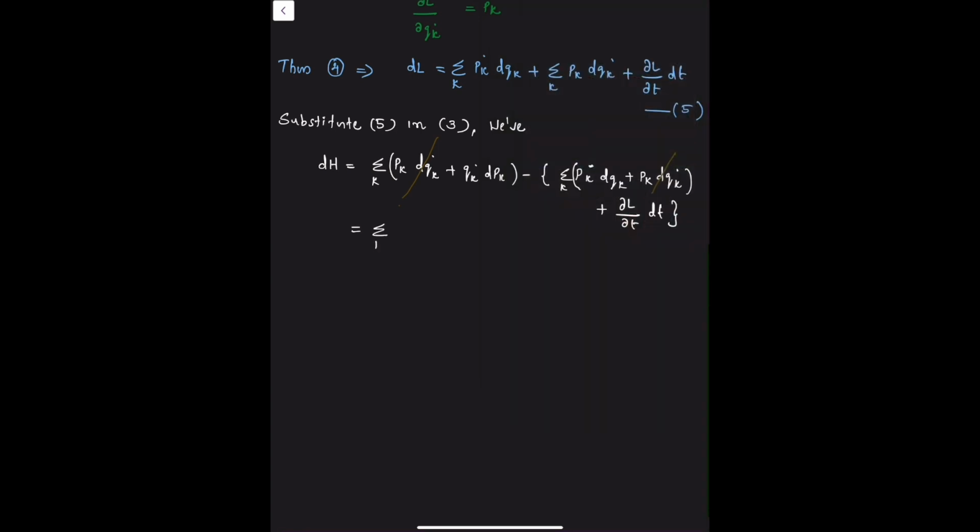So dH is equal to sum over k qk dot dpk minus sum over k pk dot dqk minus ∂L/∂t dt. Let it be equation number 6.